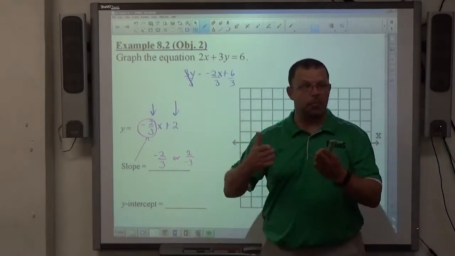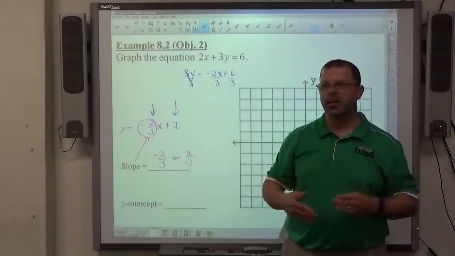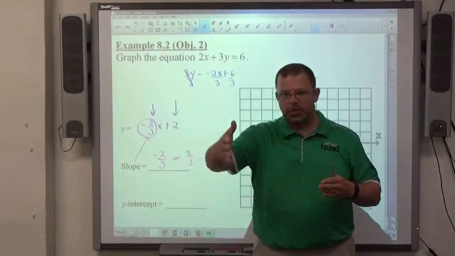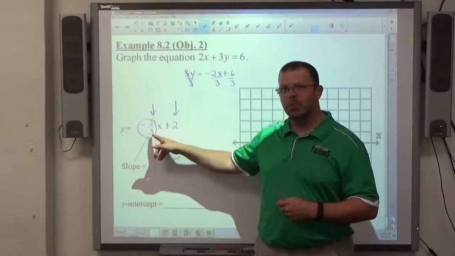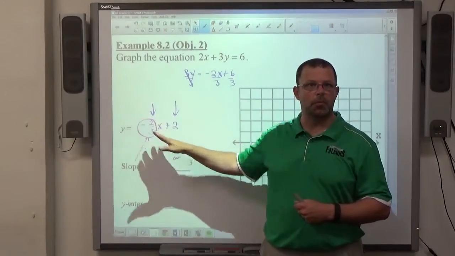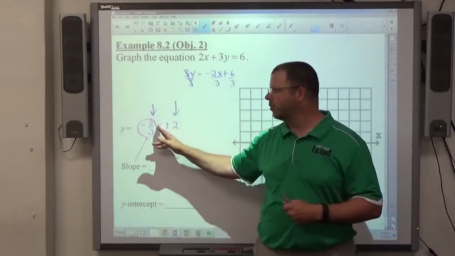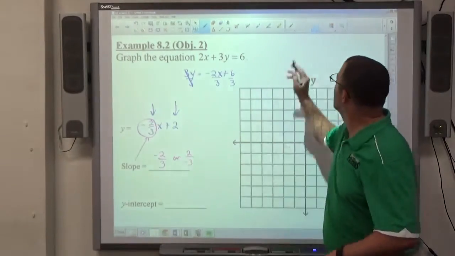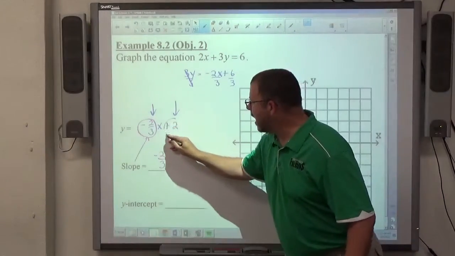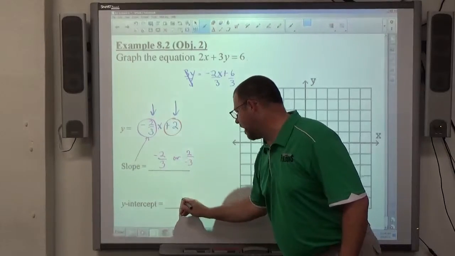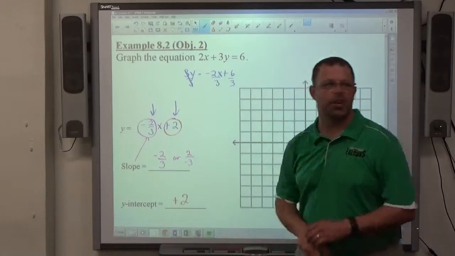Again, getting back to that point about putting things where they belong, if I always go y equals something x plus something, the first number is always the slope. The first number I'm looking at in my equation is always the slope, the number attached to the x. The y-intercept is the constant. It's the number that has no x attached to it. It's positive 2, and it matters that it's positive.